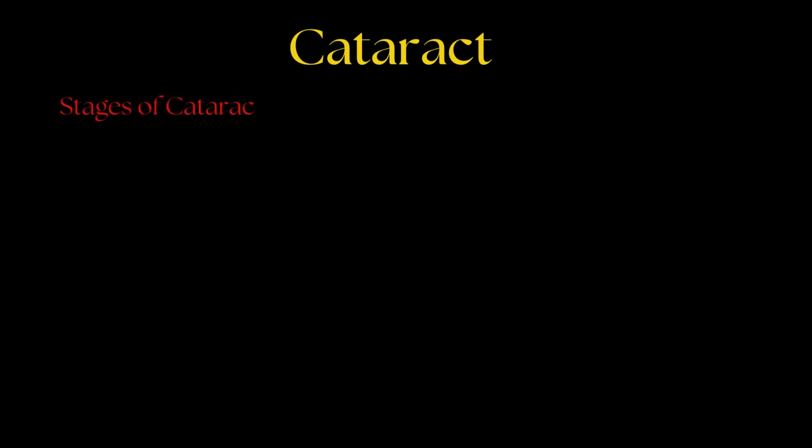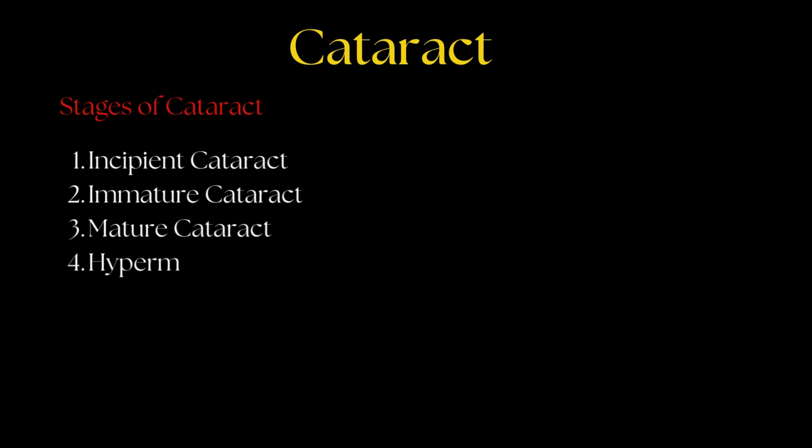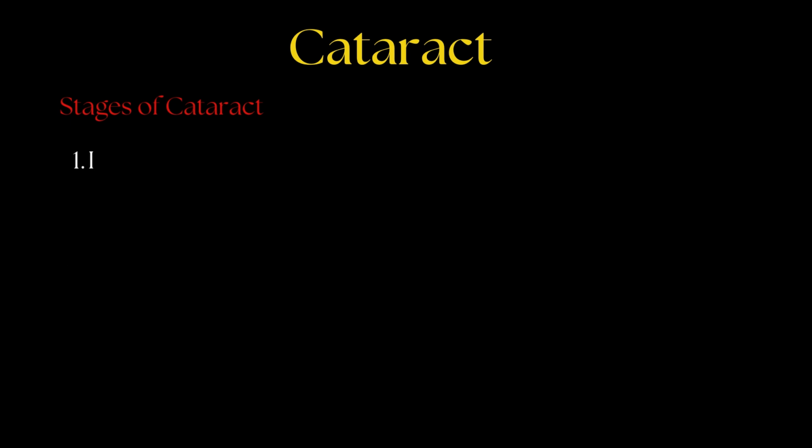As a cataract develops, it goes through a gradual progression marked by 4 distinct stages. Understanding these stages is crucial for diagnosis and management. The 4 stages of cataract are incipient cataract, immature cataract, mature cataract, and hypermature cataract. Now let's discuss each stage in detail.